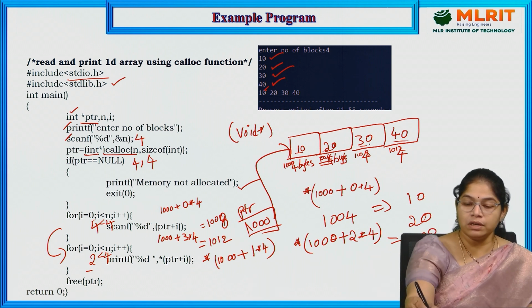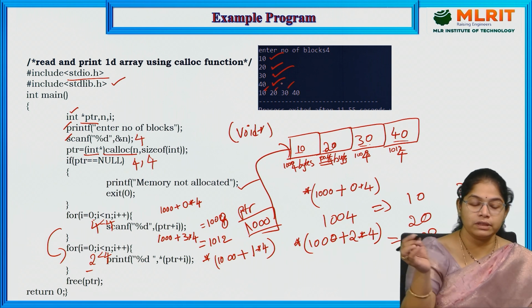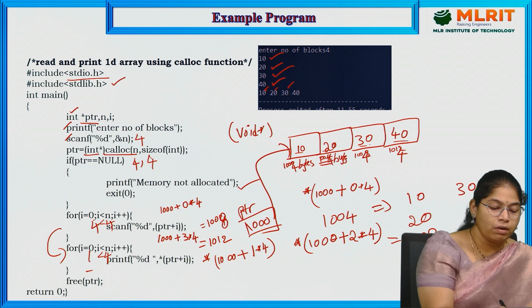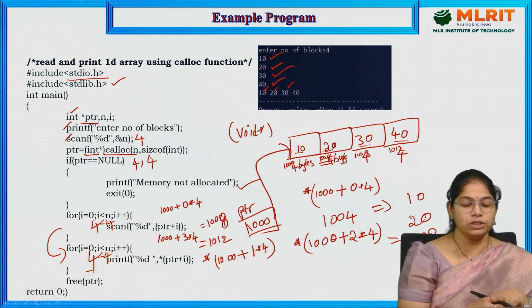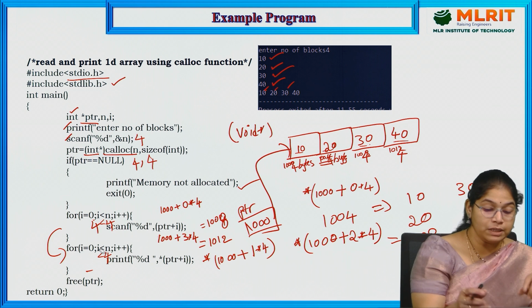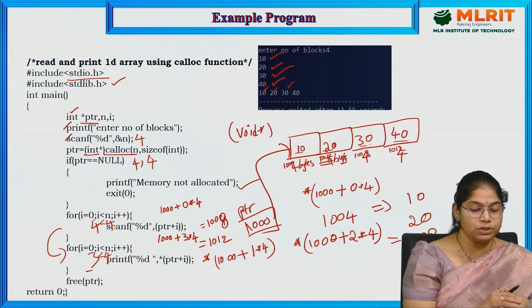In 1008 I have 30, 30 is printed. So here we have a 30. Then again I plus plus, now I becomes 4, 4 less than 4 is false. Now I plus plus, I becomes 3, 3 less than 4, condition is true.